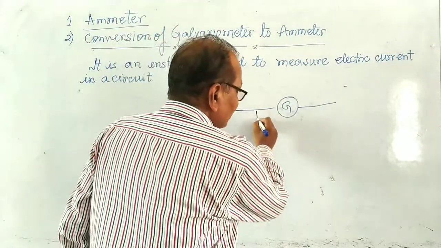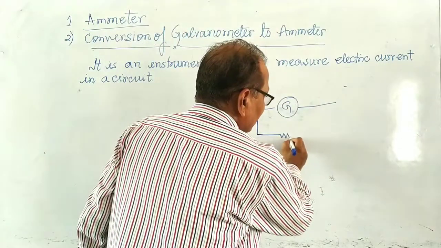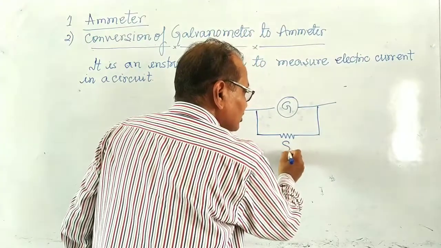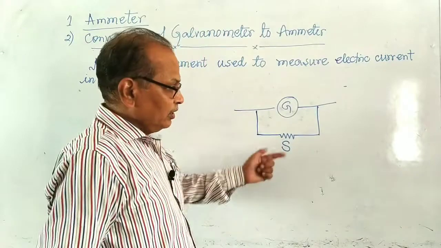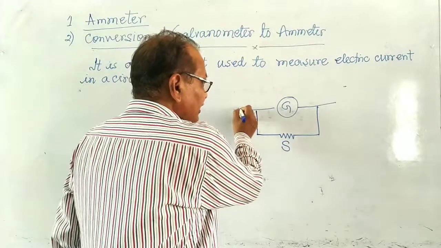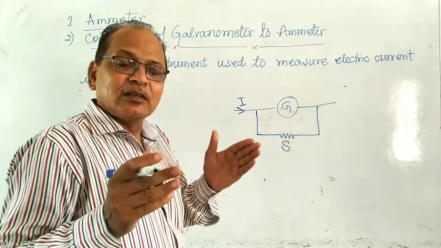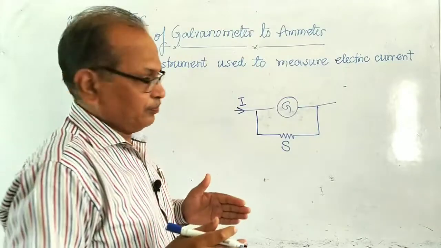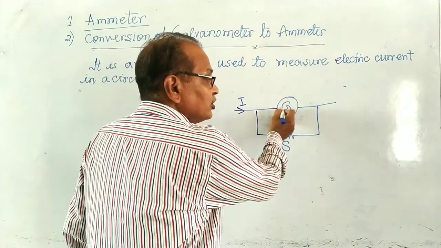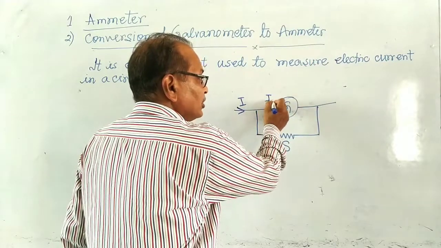You have to connect a low resistance, let it be a shunt. This resistance has S ohm. Let I current flow through it, and you want to measure this particular current. Then if the resistance of the galvanometer is G, let the current that flows here be Ig.